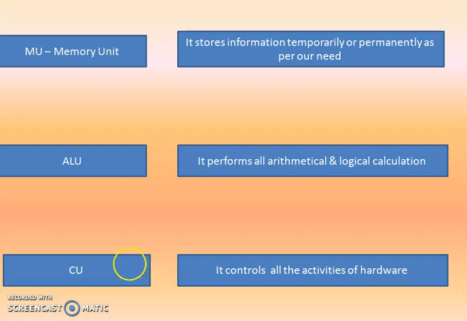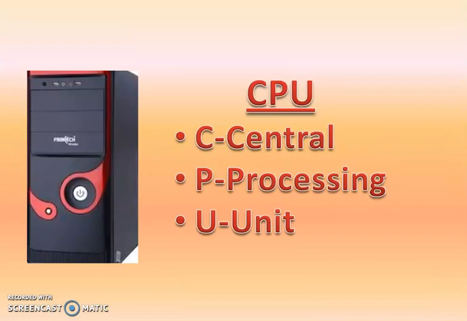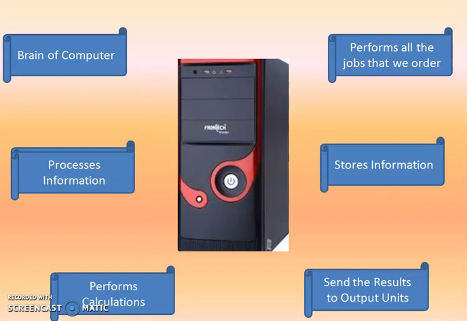Let's have a quick recapitulation. What have we seen? The processing device. In the processing device, we have seen the full form, central processing unit. It processes all information, performs calculations, sends results, and stores information. Because of these four works, it is called the brain of the computer, or the system unit.